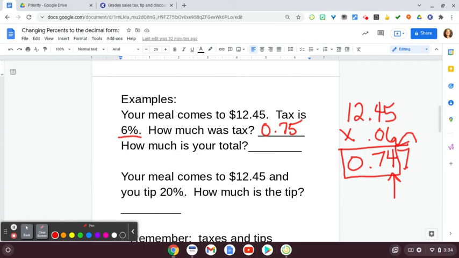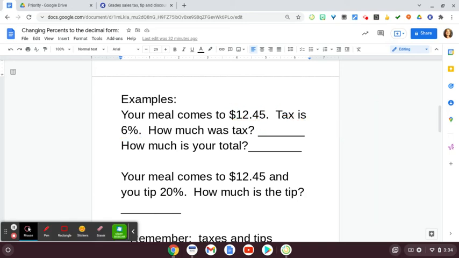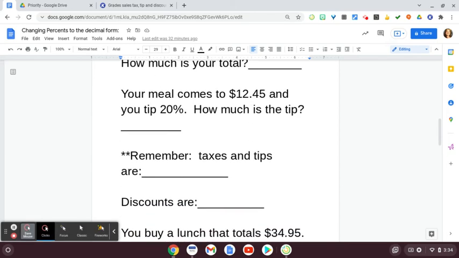To find out how much your total is, pretty simple. You take your original price plus your tax, and when you add them up, you get $13.20. So that's what your total is. Very simple. So let's go to our next example.